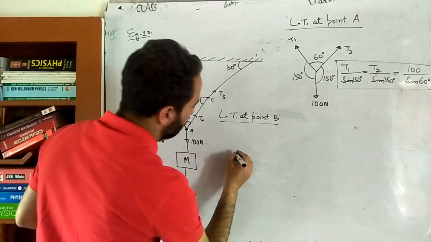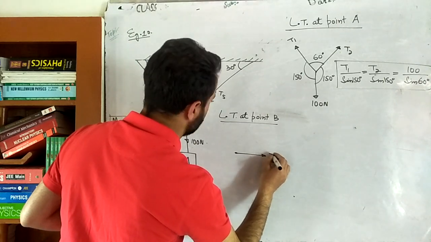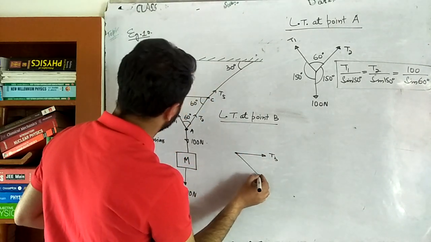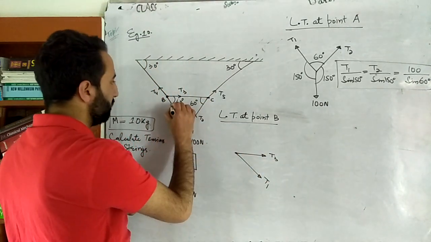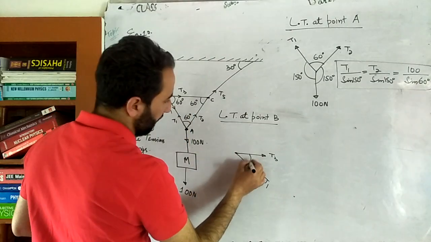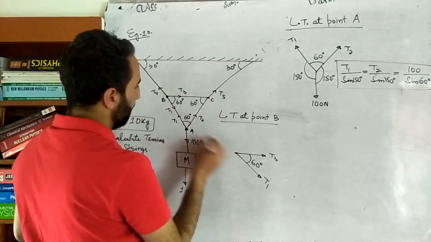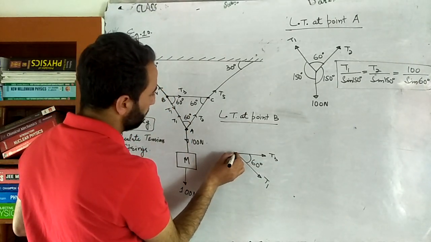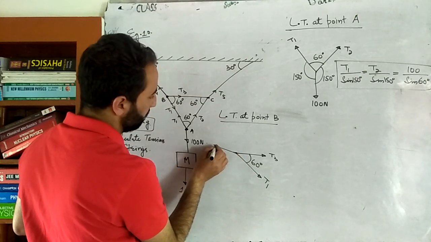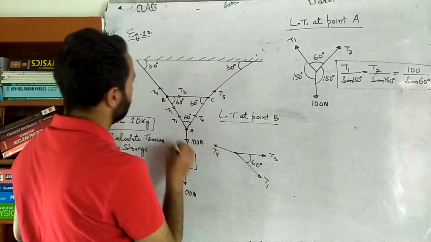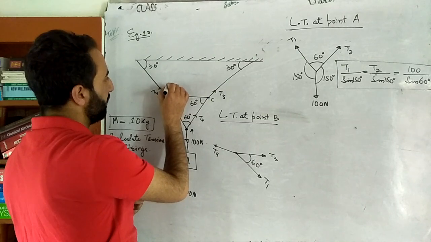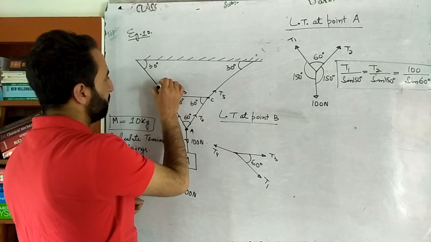Now construct again the free body diagram at point B. One force in this direction is T3, another force in this direction is equal to T1. So if this is T1, this is also equal to T1, and the angle here is equal to 60 degrees. And another force is along this direction, and that's T4. Okay, so this is 30. So this angle is how much? This must be 60 obviously.